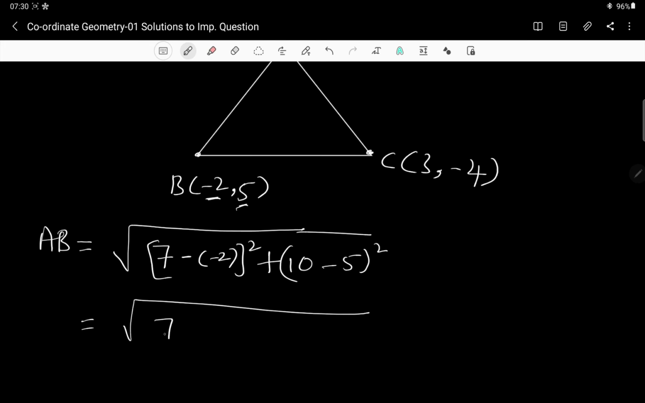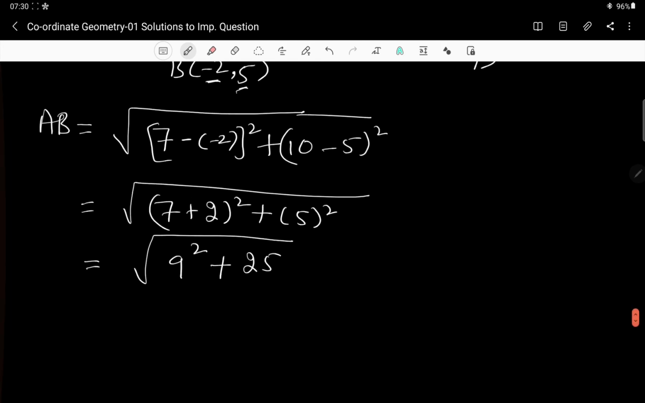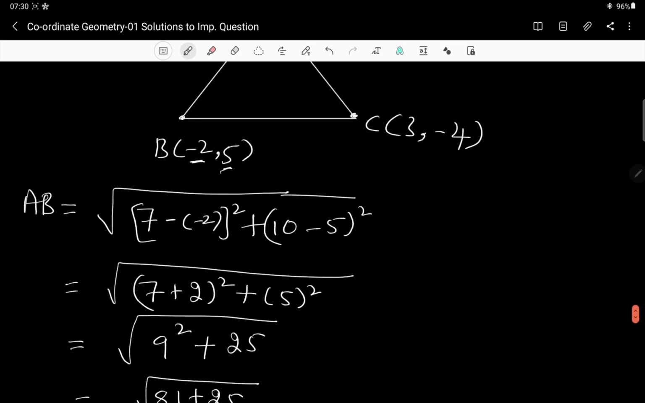So let us find out this. This is under root 7 plus 2 whole square plus 10 minus 5 is 5 whole square. 7 plus 2 is 9, so that is 9 square, plus this 5 square is 25, under root. All right, so 9 square is 81. 81 plus 25, so it becomes under root 106 units, right? So the value of AB is under root 106 units. All right, so this is AB we got.